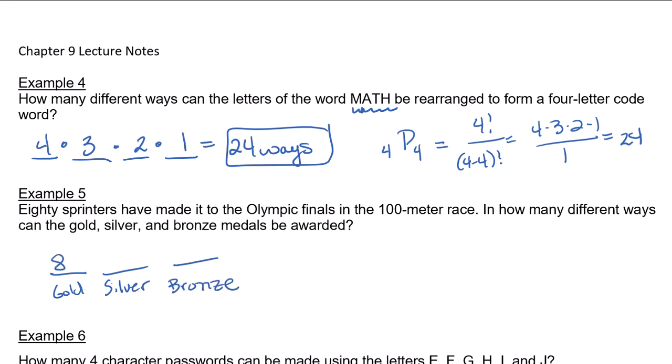All right, now, of the 80 sprinters, one of those 80 can get first place. But then once first place is given out, there's no longer 80 available to get second because someone got gold or got first. So that would leave 79 to select from for second place. And then again, once first and second have been awarded, that moves us down to only 78 people being available for bronze. So multiplying that out, we would get 492,960.